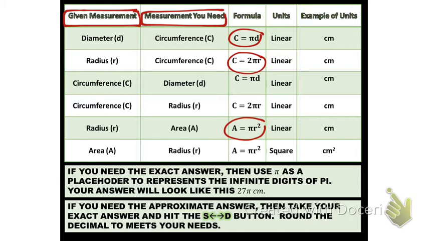If it's a measurement that you can measure with one ruler, those are linear units. Diameter, radius, and circumference are linear units, just straight line segments, even though the circumference is a straight line segment wrapped around a circle. But if you're finding the area, you have to use square units like centimeters squared. One other thing, if you need the exact answer, then use pi as a placeholder to represent the infinite digits of pi. Your answers will look like 27 pi centimeters. If you need the approximate answer, take your exact answer and hit the SD button on your calculator, and then you'll have decimals, sometimes filling up the whole screen, and you round off the decimals to meet your needs.